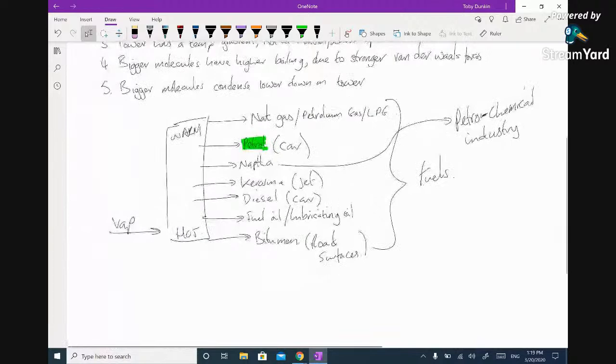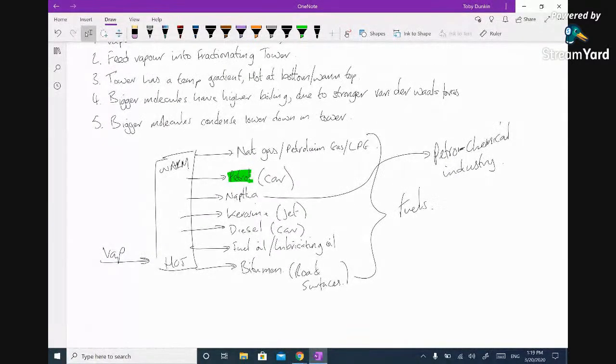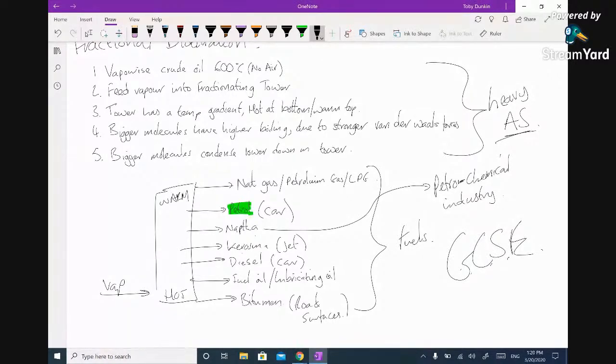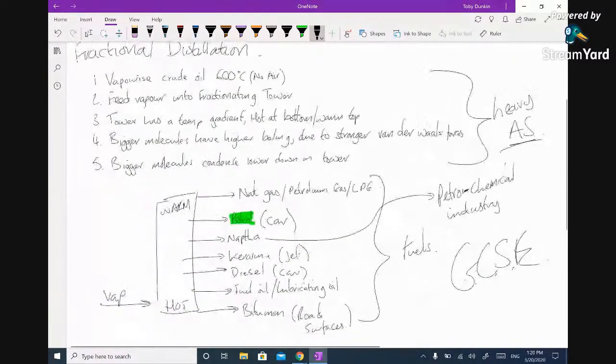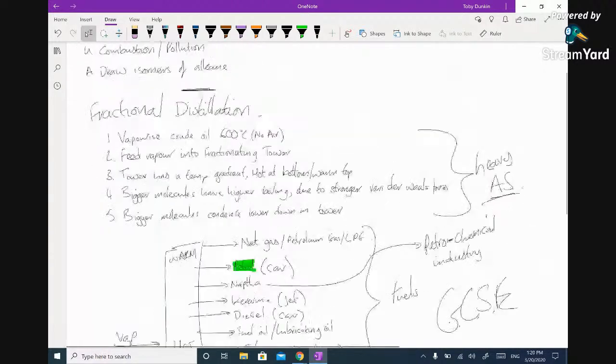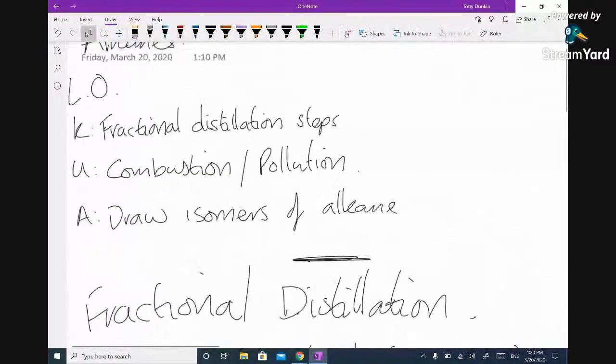Okay, so those do come up regularly now at A-level. Certainly this one does. This is heavy AS. This one much less likely, more GCSE really, but still does appear every now and again. Usually only 1 or 2 marks, not many. And you just have to flat out know those guys. You've got to be able to just spit it out on demand. Regular AS in Unit 1. So that covers the fractional distillation process.